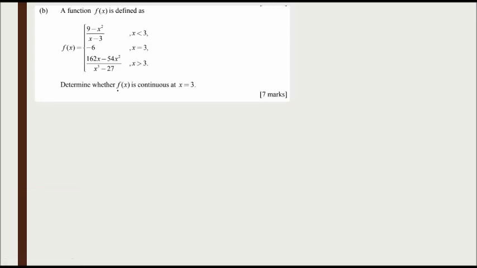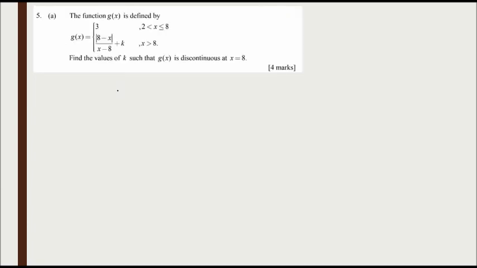Alright, so for this question, question number 5, part A. We're given this function g(x), defined by two parts. g(x) is equal to 3 when x is in between 2 and 8.